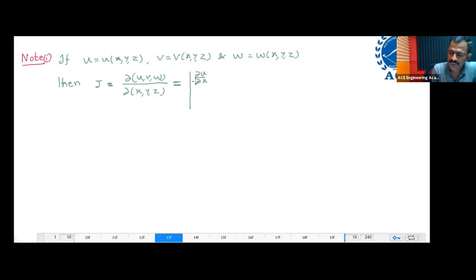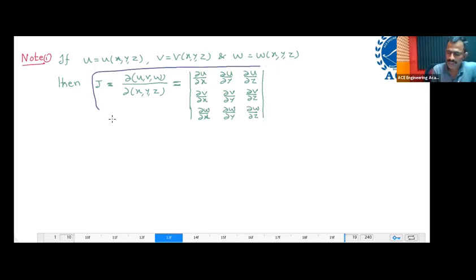Dou u by dou x, dou u by dou y, dou u by dou z. Next, second row is for v only: dou v by dou x, dou v by dou y, dou v by dou z. Along the last row, dou w by dou x, dou w by dou y, dou w by dou z. Like this, for any number of functions in terms of any number of variables, we can write.